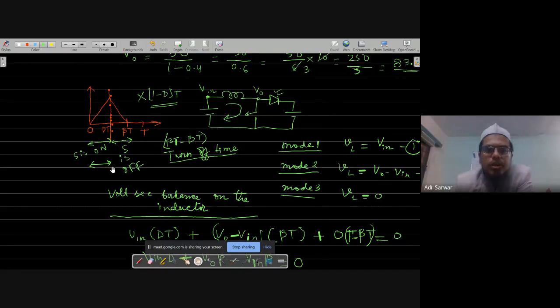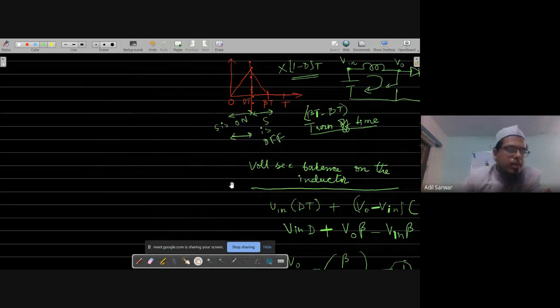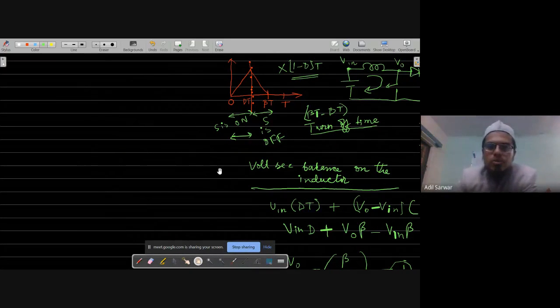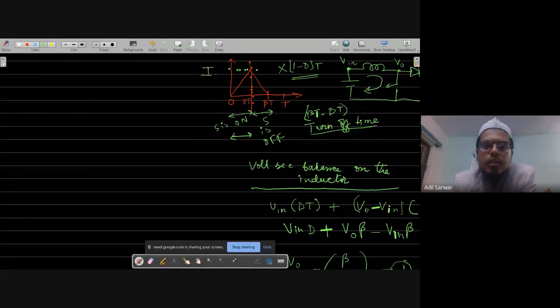Now let us try to solve the problem. The problem is to find out the power that is transferred from the input side to the output side. So let us try to solve it. You could see from this figure, let me call this as I2. The peak value of the inductor current is I2. It starts from I1, which is 0 in case of discontinuous conduction, and it reaches the value equal to I2.